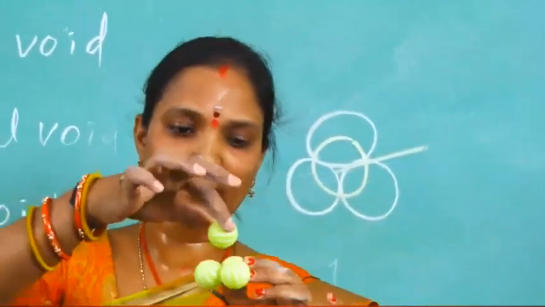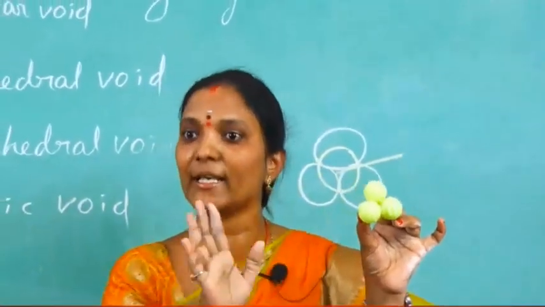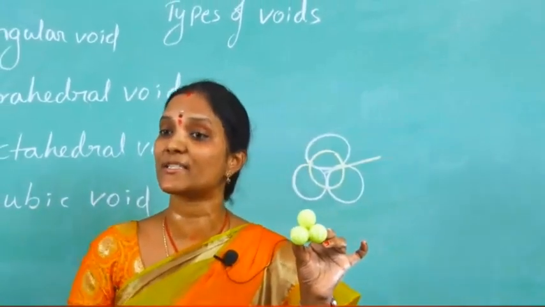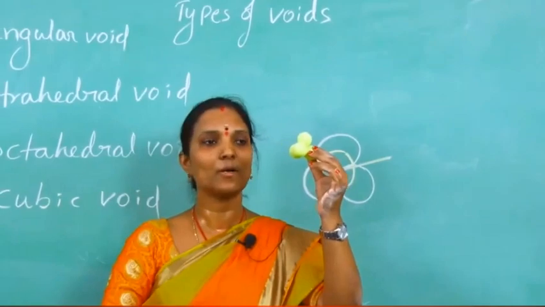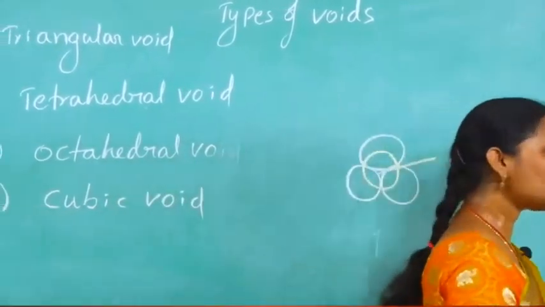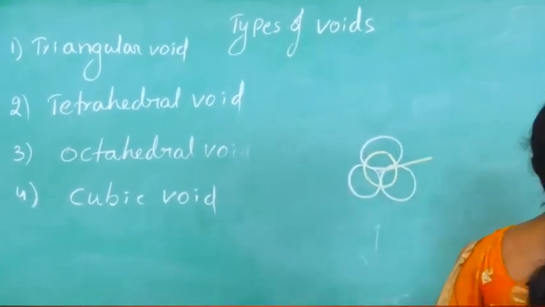Triangular void. On this I placed one more. Now four particles, even though in the middle we are getting empty space. That empty space is a tetrahedral void. So what is the coordination number of this void? Coordination number is 4. Now what is the radius of this void? How to find the radius of the void?